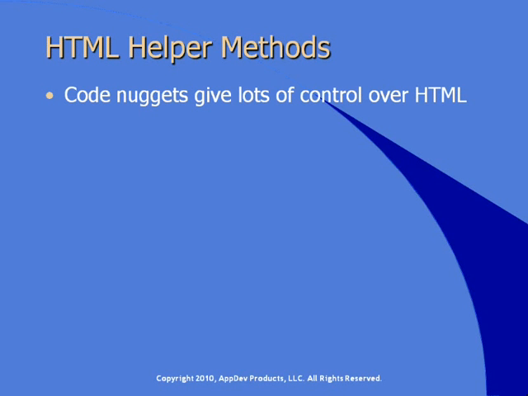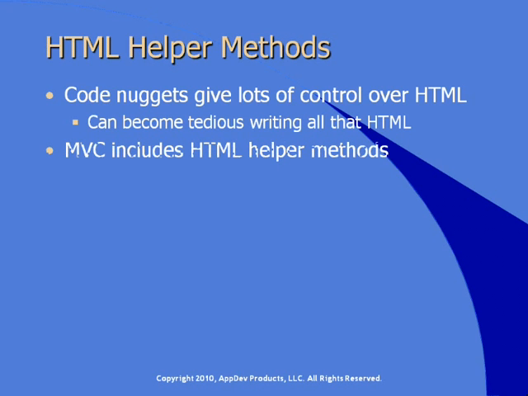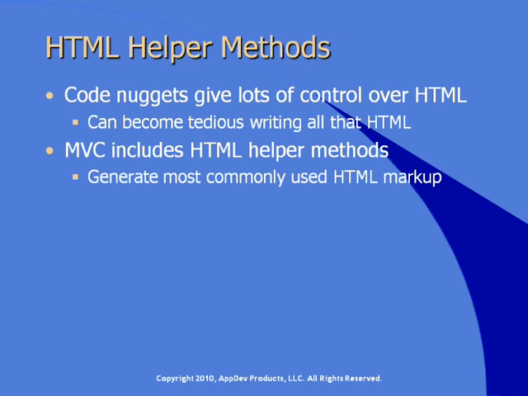Writing inline code using Code Nuggets gives you a lot of control over the HTML that's sent to the browser in response to a controller action. But it can quickly become tedious writing the same elements over and over, plugging in Code Nuggets for attributes and element content. So MVC comes with a large number of HTML helper methods, or just HTML helpers, which generate some of the most common markup that you're likely to include within a page.